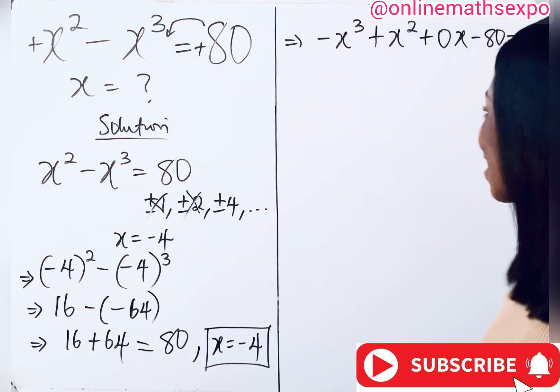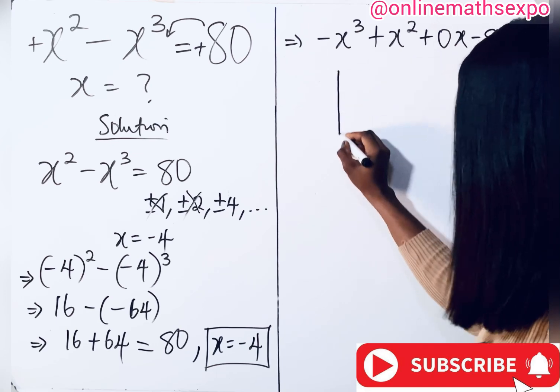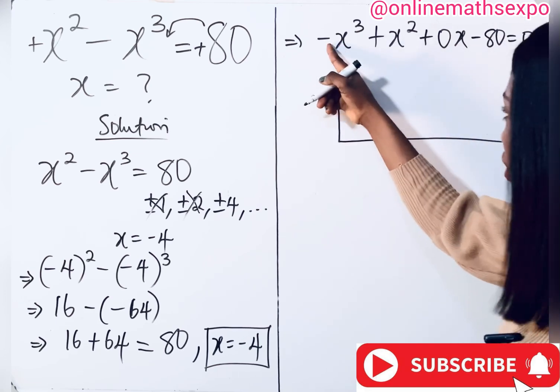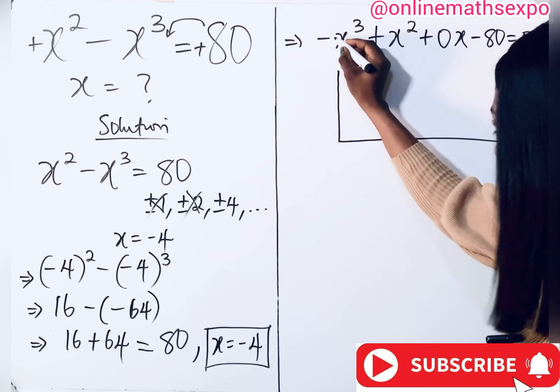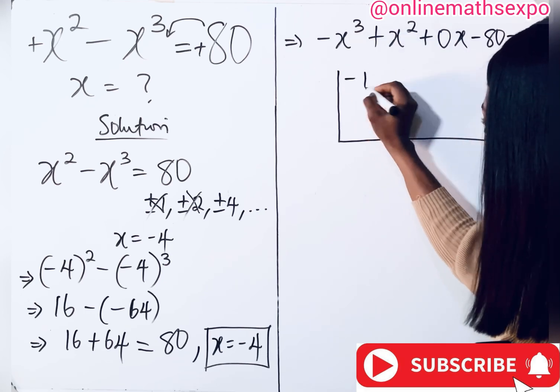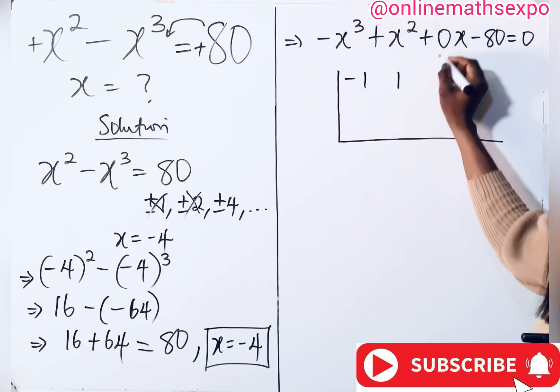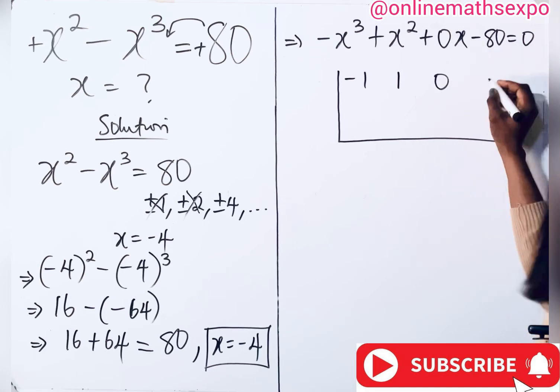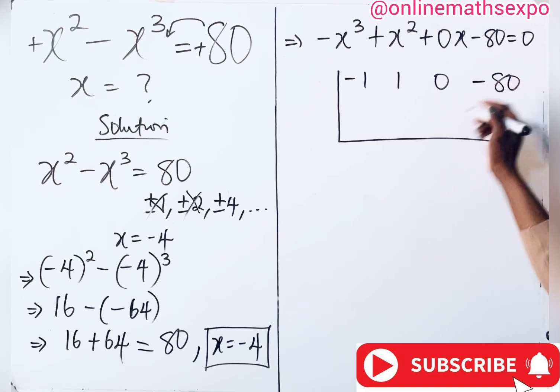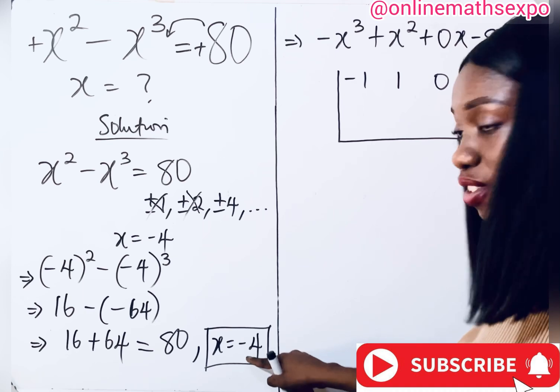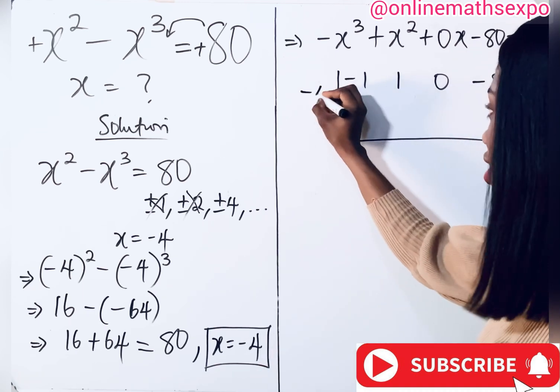Now to divide, just draw your line in this form. Then these coefficients, you put them here. The coefficient here is negative 1. This is 1. This one is 0. And the constant is negative 80. Okay, what do you include here? This solution you've gotten, which is -4.